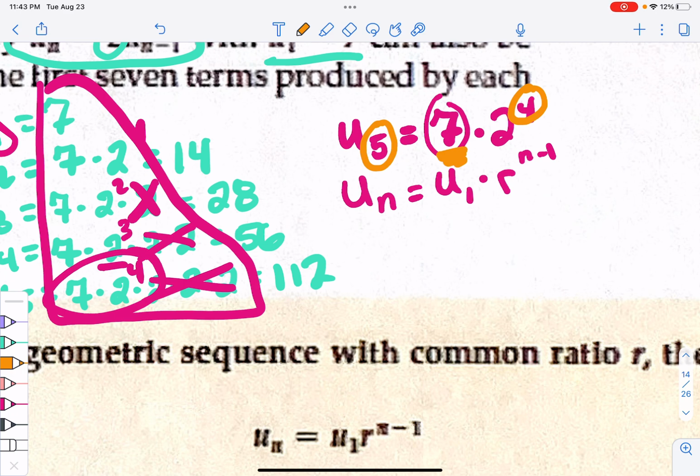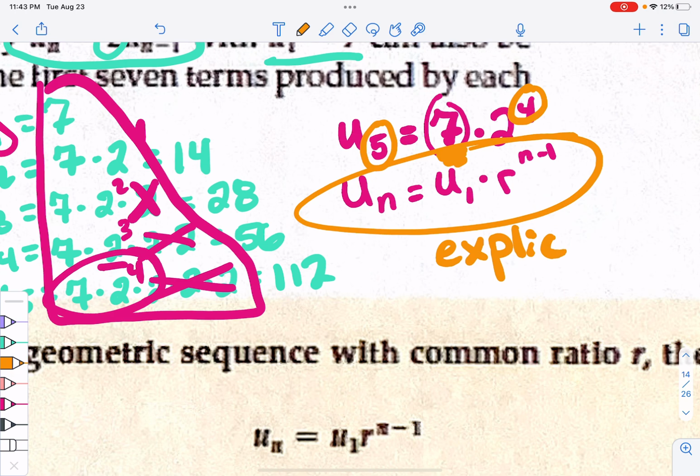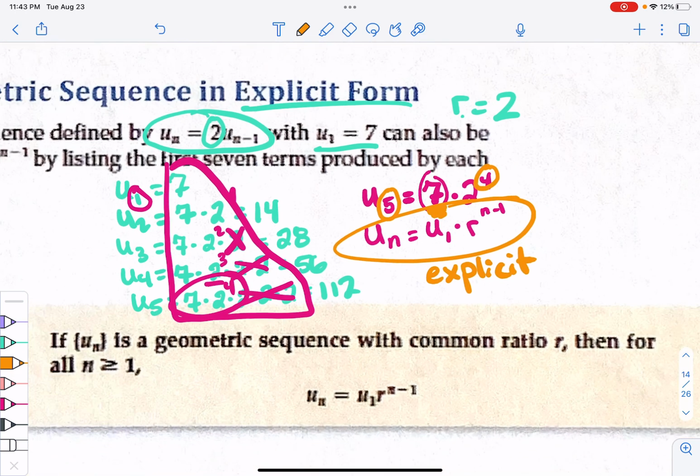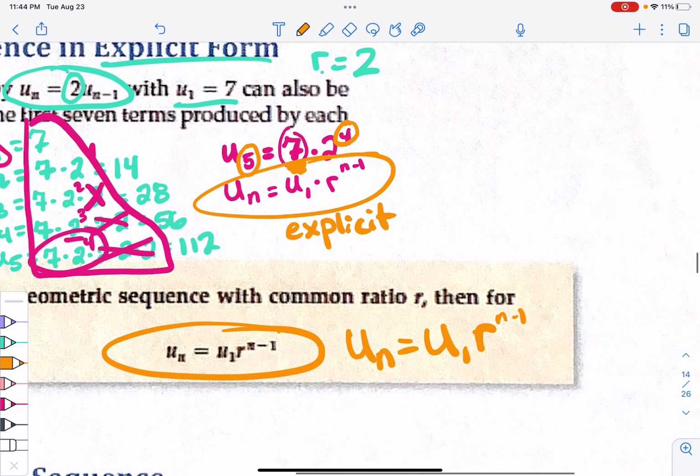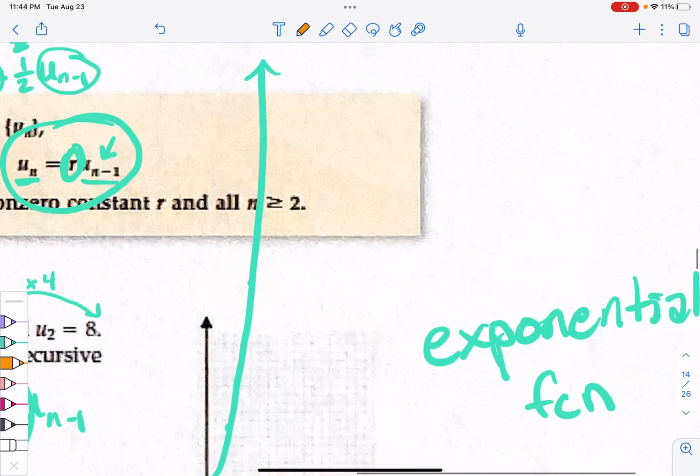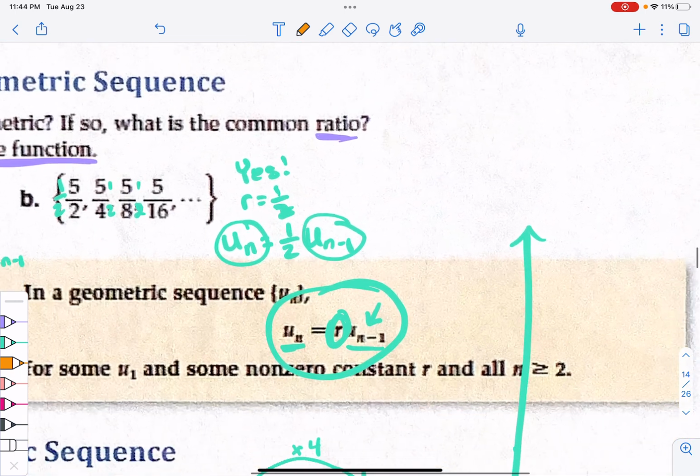It's kind of like how we have n minus 1 in the arithmetic sequence formula. So this is the explicit formula for anything, right? They have it right here, except they don't put this dot in the middle. They just write it as u sub 1 times r to the n minus 1. So if you need to write that bigger, u sub n equals u sub 1 times r to the n minus 1 power.